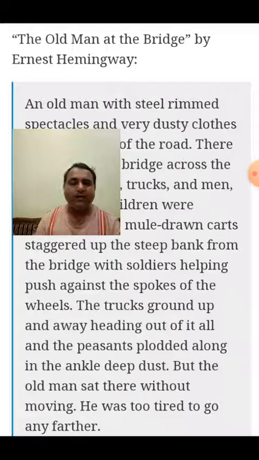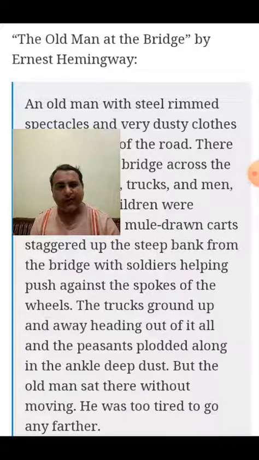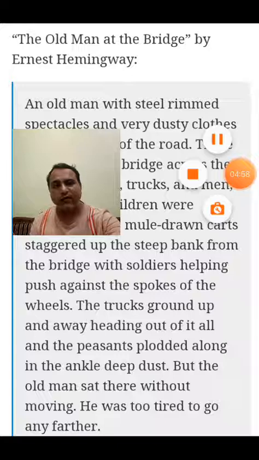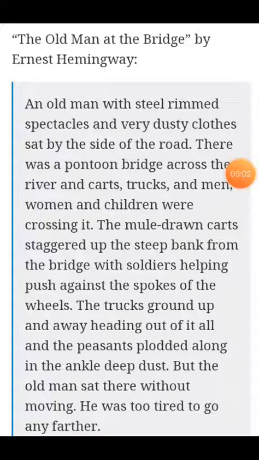Now without wasting much time, we have to begin our class, that is, the story explanation. So for this I am switching off my camera so that you can focus on your class. Now I will read out these stanzas and I will explain to you line by line.